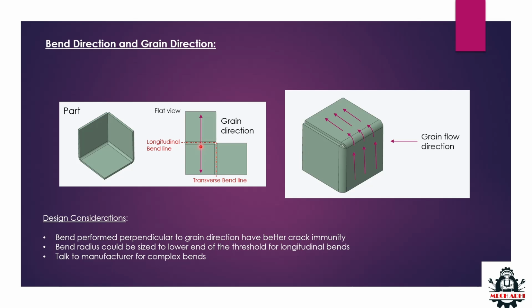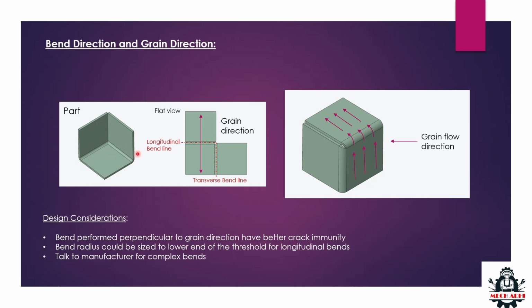So we can go with a tighter bend radius, a smaller bend radius without cracking. But if you cannot do that in these types of scenarios, you can choose to go with the transverse bend line. But you need to choose equal bend radius just to make the manufacturing easier, so that the operator who's doing this bend doesn't have to change the tool every time to perform these two bends. That would be my ask.